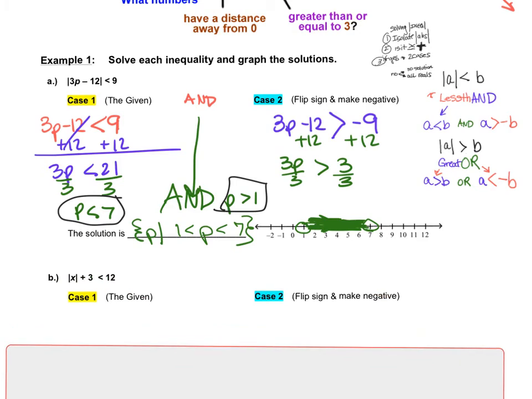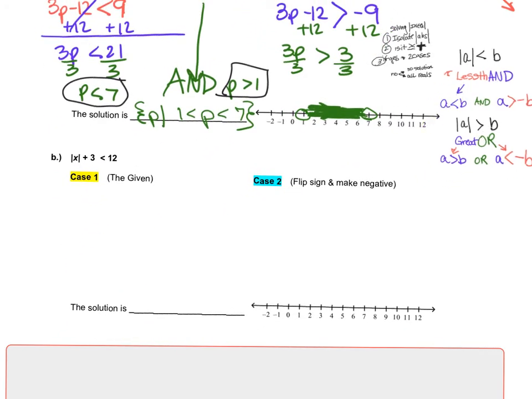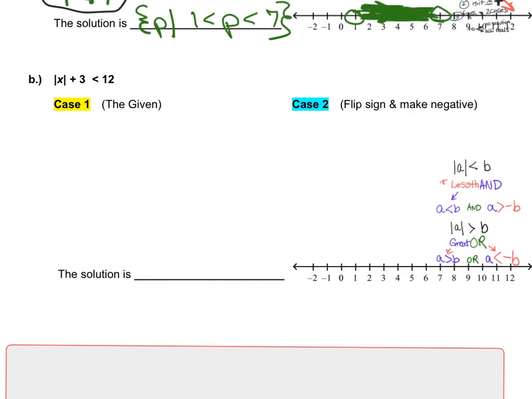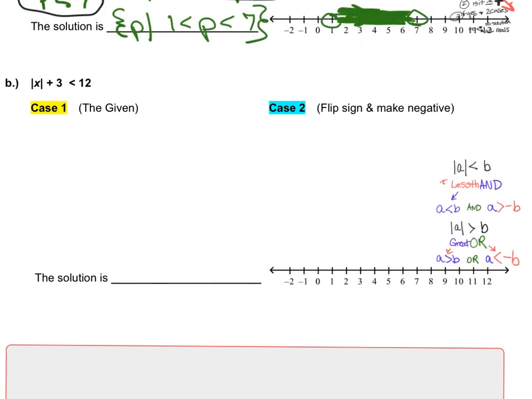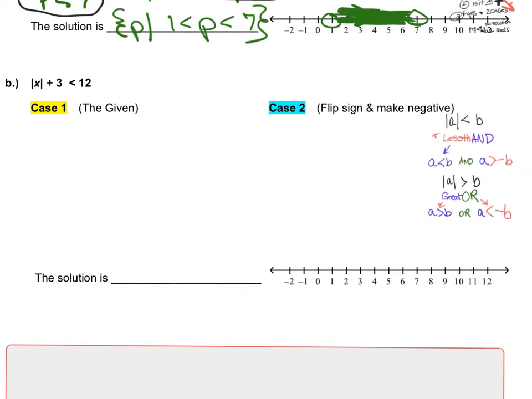Okay, let's look at the next inequality, absolute value. All right. Again, as I look at this, I understand and I notice that it's also, once more, an and inequality because it's less than. So I see that, once more, I have to refer back to my steps.